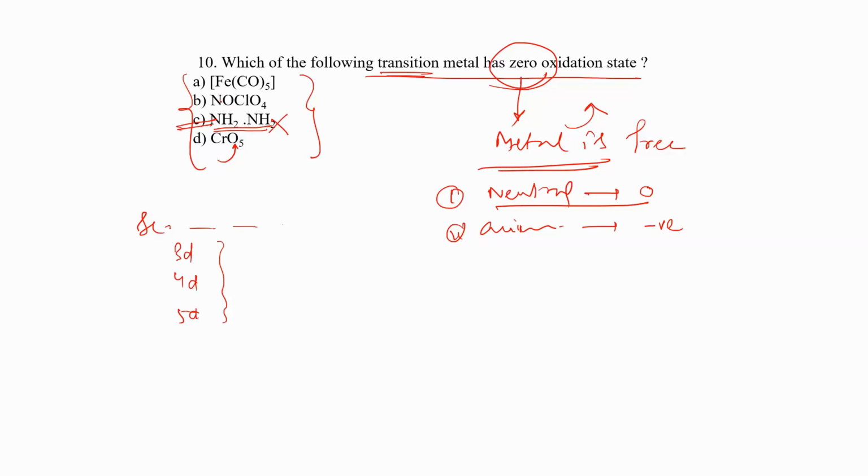Another is option B, nitrogen, oxygen, chlorine, oxygen. So there is also no transition metal. So the other option is A. It will be the answer.